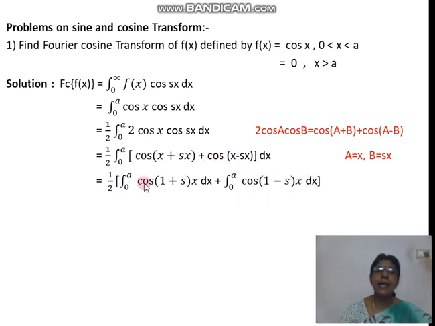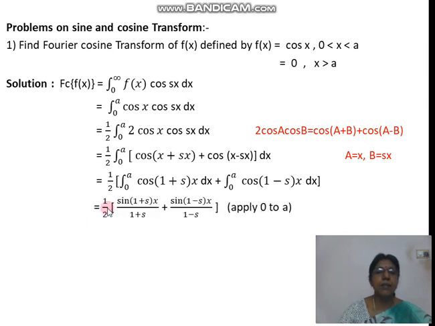What is integral cos ax dx? Take a as 1 plus s. Integral cos ax dx should be sin ax by a. That means 1 by 2 sin of 1 plus s into x by 1 plus s, plus this also sin of 1 minus s into x by 1 minus s. Apply limits 0 to a.